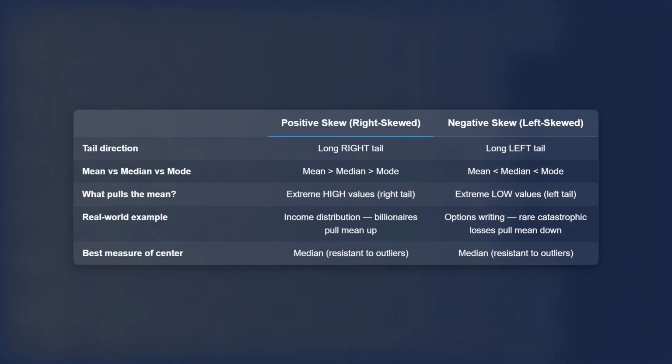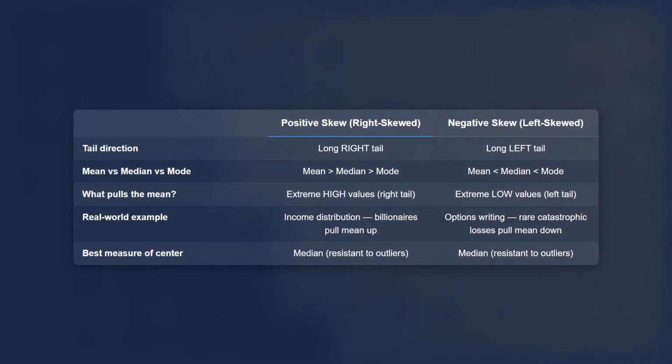Skewness is one of the most commonly confused topics in CFA Quant. Here is the single fact that unlocks every skewness question. The mean is pulled toward the tail. Positive skew, right-skewed, has a long right tail. Extreme high values pull the mean upward and to the right. So mean is greater than median, which is greater than mode.